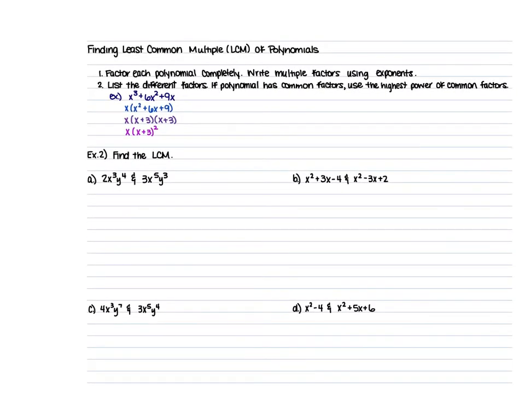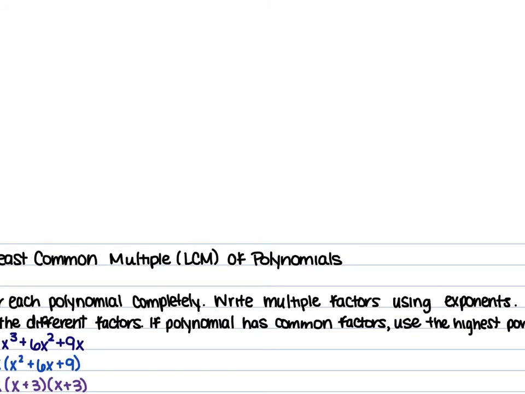Okay, so we're going to talk about the least common multiple. To find the least common multiple of a polynomial, so when we talk about the least common multiple of 2 and 3, we're not looking for the least common factor. We're looking for the least common multiple, meaning what is a number that these will both go into?